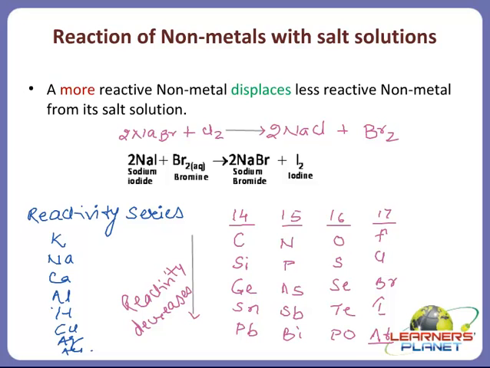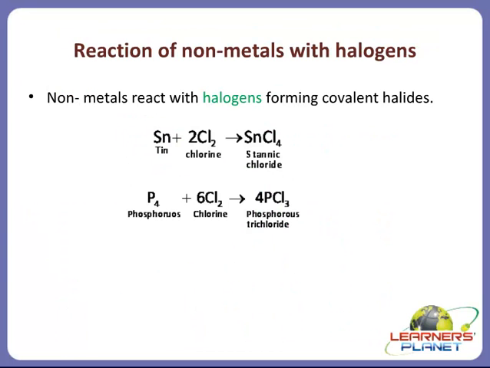Now let's move to the next slide. It is the next property of non-metals and that is very important: the reaction of non-metals with halogens. How do they react with halogens? Your group 17 elements are called what? Halogens. So tin reacts with chlorine forming what? Stannic chloride. What will be the formula of stannous chloride, children? Stannous chloride would be SnCl2.